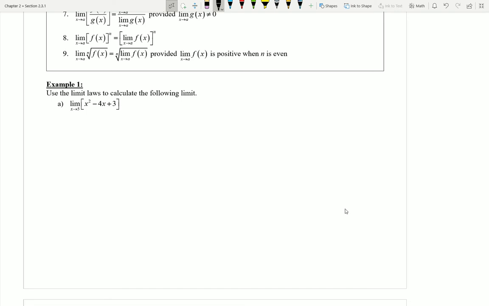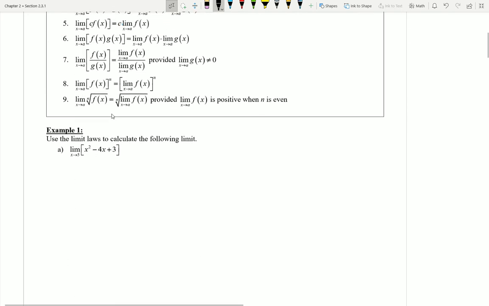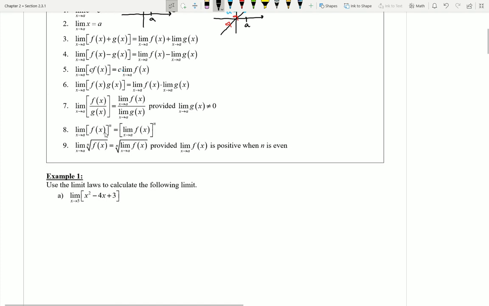So let's take a look now at example number 1 and see how we can use these limit laws. So the first one, I have a limit here of this quadratic function as x approaches 5. And again, my goal here is to try to figure out how to do these limits algebraically, that is, without looking at a picture. Because if I'm able to do this without looking at a picture, it's going to be much easier to do when I come across functions that I don't know the picture of. So let's see how we can use the limit laws here.